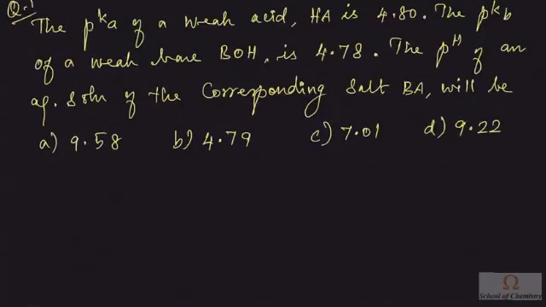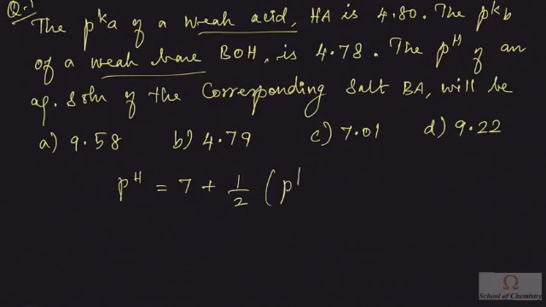So let us work out some problems. The first question is, the pKa of a weak acid HA is 4.80. The pKb of a weak base BOH is 4.78. The pH of an aqueous solution of the corresponding salt BA will be? So four options have been given. Here both the acid and the base are weak, so we need to take the last formula, the third formula. pH will be 7 plus half of pKa minus pKb, right?